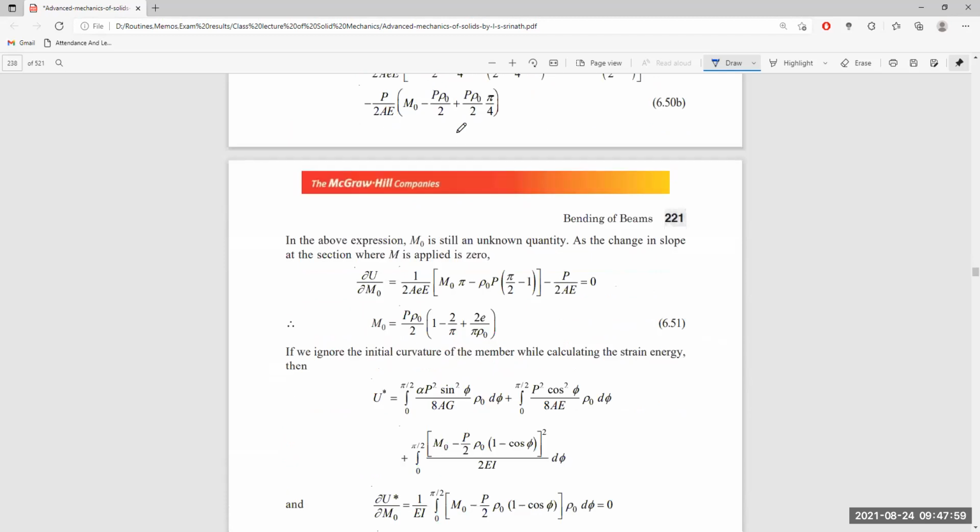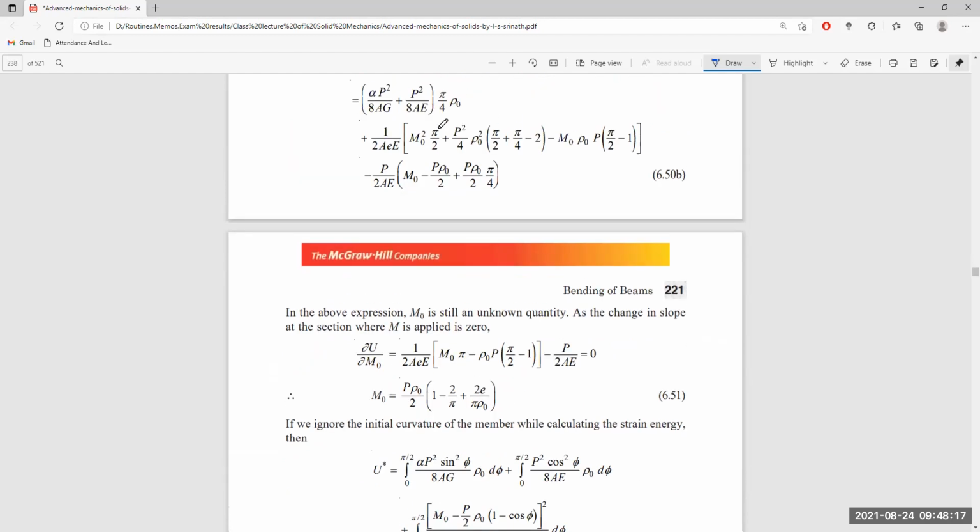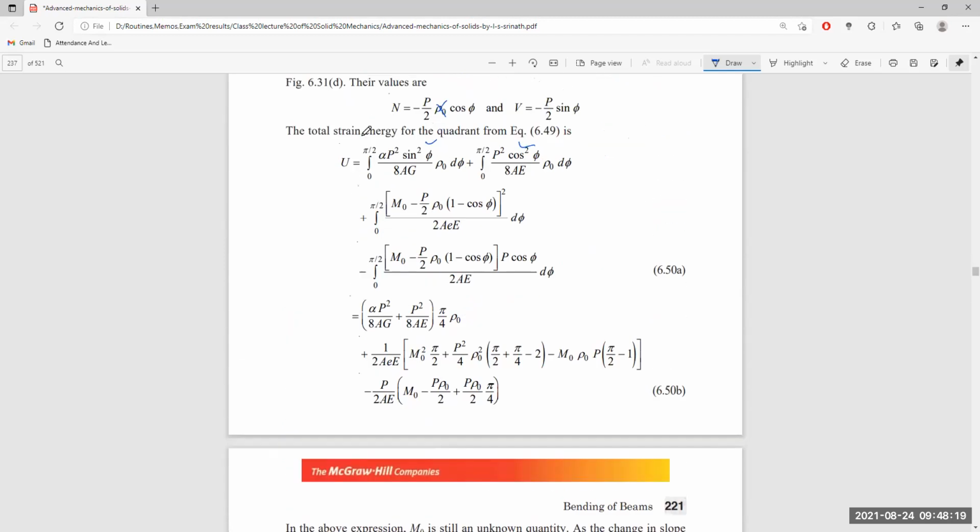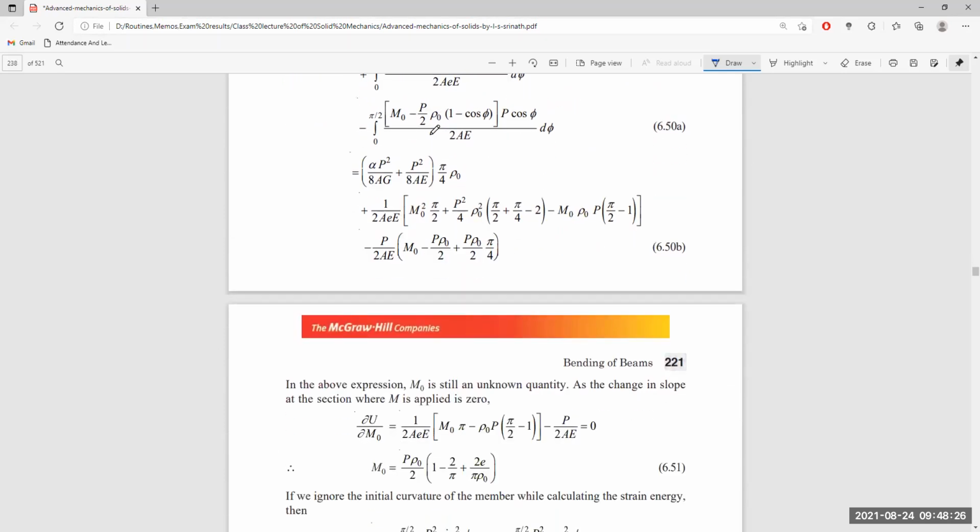In the above expression, M0 is still an unknown quantity. As the change in slope at this section is 0, we have to find where the derivative with respect to M0 is applied as 0. So if we differentiate the bending energy here with respect to M0, then it will take this particular form.